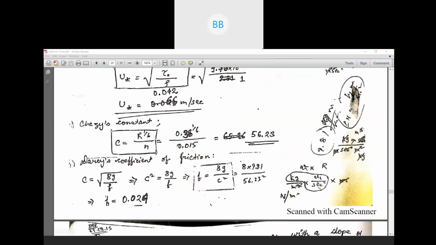And then you find out the friction factor by using this equation C equal to root over 8g by f. If you remove this square root, then it will be C square. So if you cross multiply, f will be there and C square will be in the denominator. And C's value you have already calculated, substitute here and find out the f value. Very simple calculation.